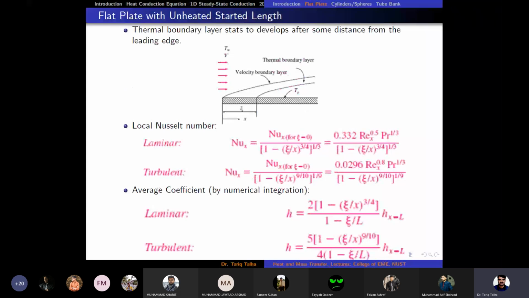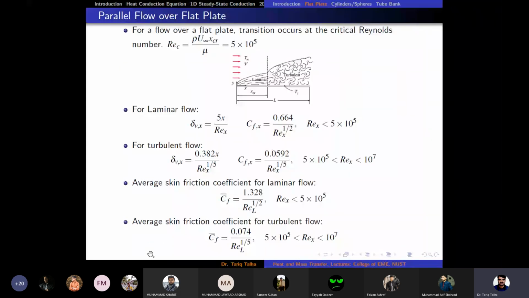For laminar flow, if you want to know the average friction coefficient, that is equal to 1.328 over root Reynolds number.